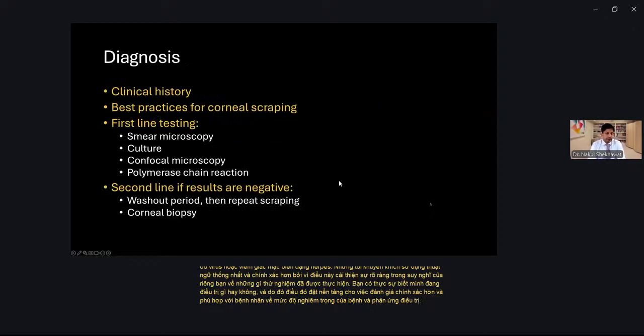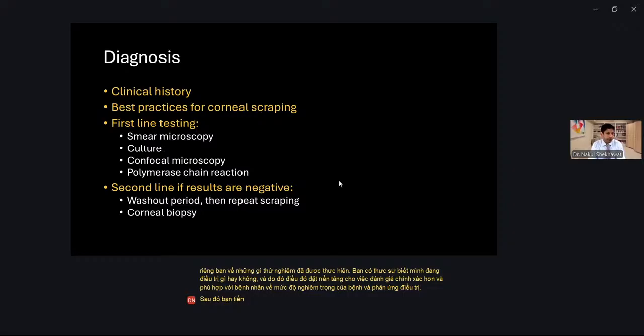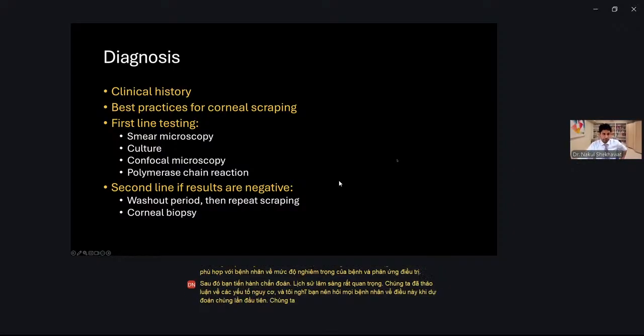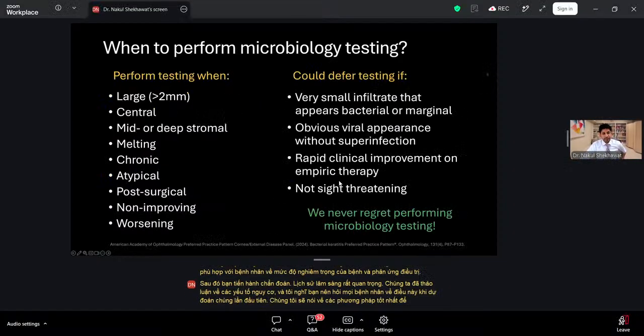So then you go into diagnosis. The clinical history is important. We've discussed risk factors, and I think you should ask every patient about this when you first see them for the first time. We'll talk about best practices for corneal scraping, and then first and second line testing.